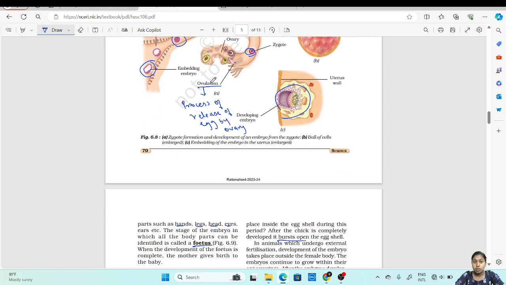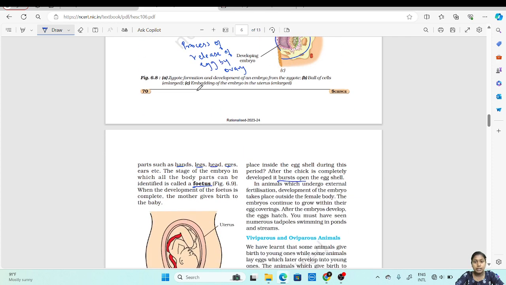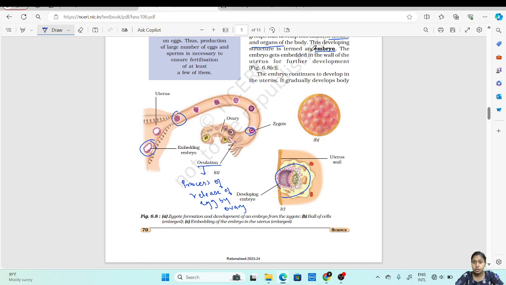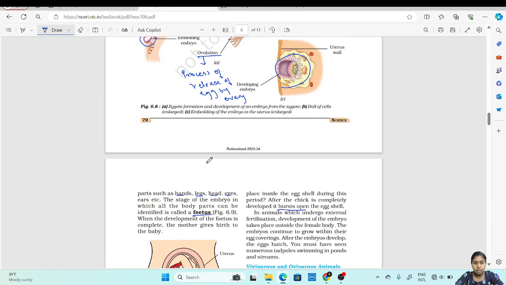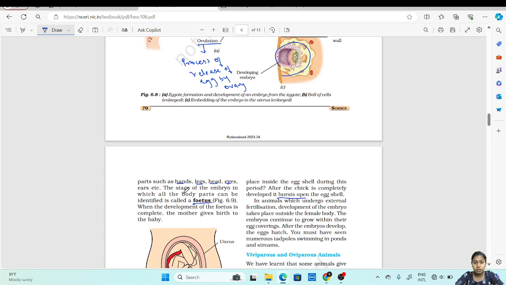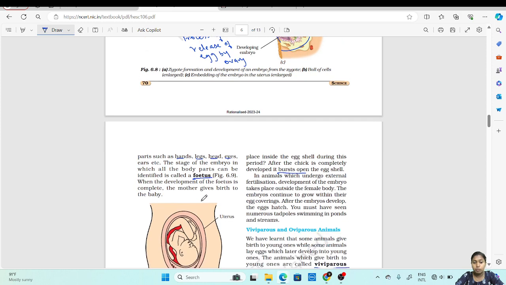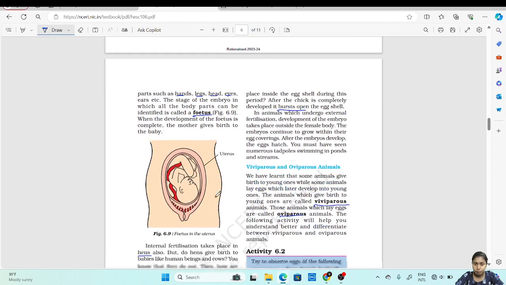What is ovulation? Ovulation is the process of release of an egg by the ovaries. Once the embryo is formed, it goes and attaches to the wall of the uterus. Once it attaches, it starts developing into body parts like hands, legs, head, eyes, everything. The stage of the embryo in which body parts can be identified is known as a fetus. Once the fetus is completely developed, the mother gives birth to the baby.